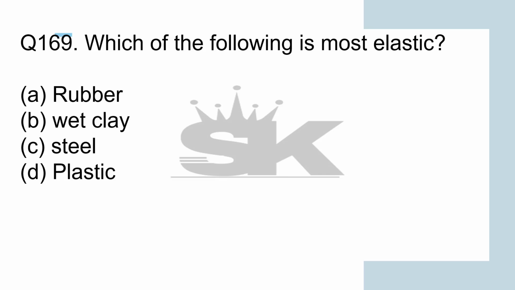Which of the following is most elastic? It's a most repetitive question. Everyone knows this, right? It's steel. You may get confused between steel and rubber. Steel is more elastic than rubber because steel comes back to its original shape faster than rubber when the deforming forces are removed.